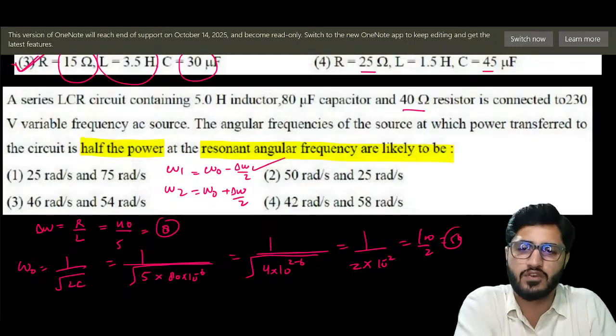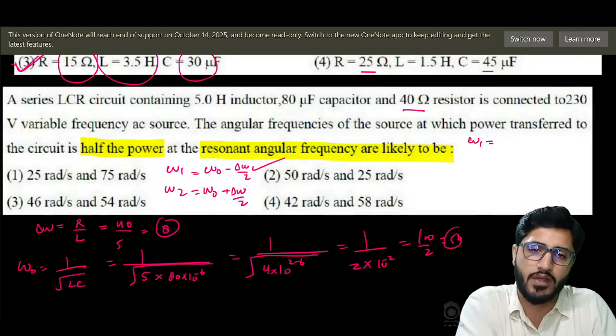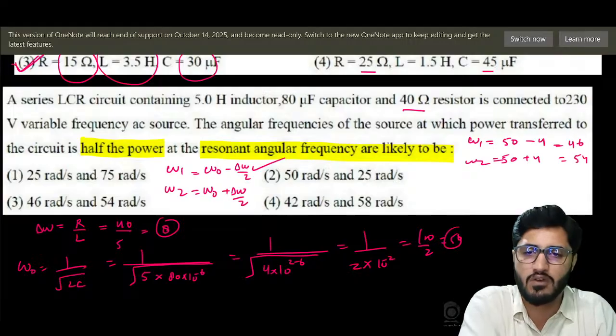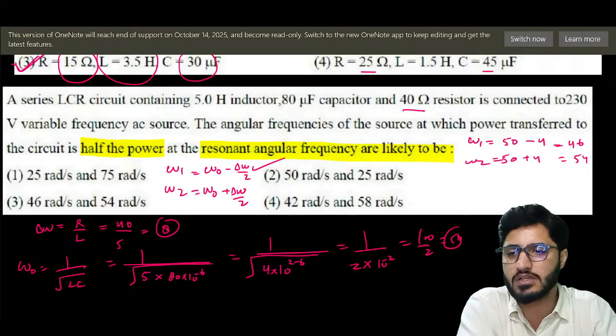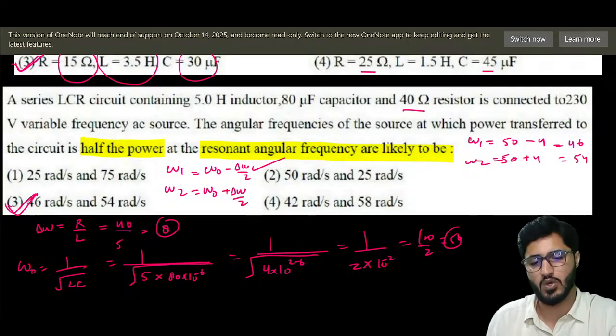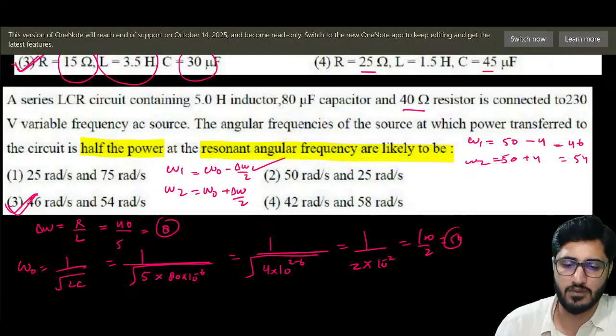Now the first one: omega 1 is omega naught minus 4, that is 50 minus 4, and omega 2 is 50 plus 4. That means it is 46, and it is 54. Option number 3 is correct.